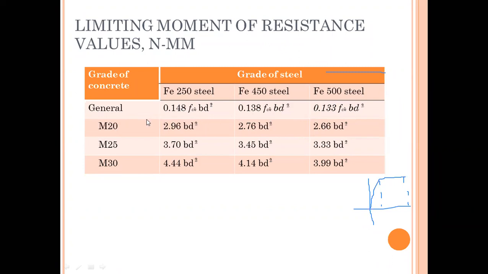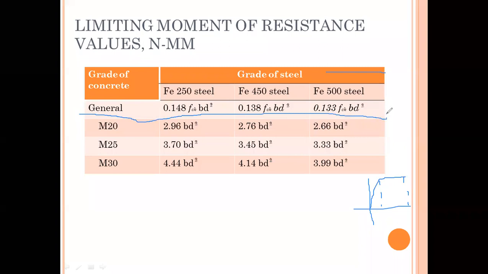If you find out, for Fe250 your MR will be 0.148 FCK BD square, for Fe415 it is 0.138 FCK BD square, and for Fe500 it is 0.133 FCK BD square. So basically you have to remember the XU max equation and this equation. Two things you have to remember in this.